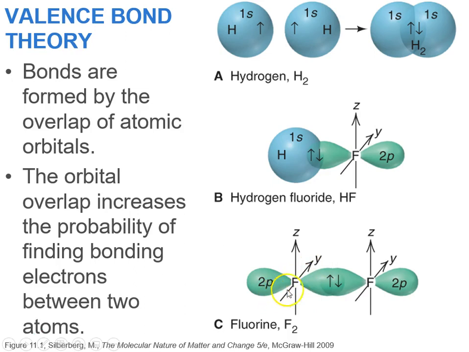Again, there are p orbitals on the y and on the z-axis. That's not shown in this diagram. That's where the lone pairs are. But the bond is between this end-to-end overlap of the two p orbitals on each of the fluorines. And each one of them contributes one electron. So when they form a bond, one has to be drawn spin up and one has to be drawn spin down.